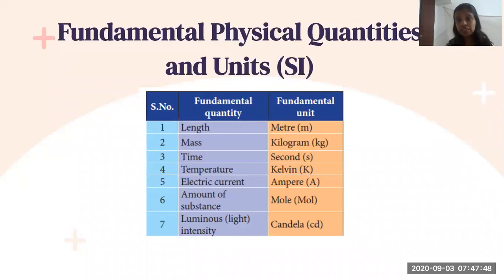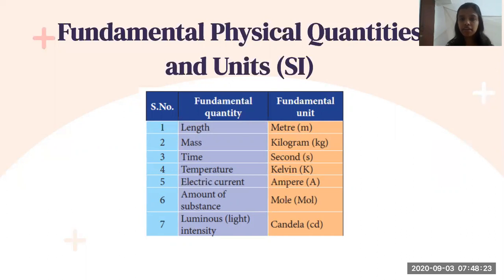Another example is mass. Mass, the unit is kilogram. Time, it's seconds. Temperature is how much hotness or coldness. Usually here in Kerala it's rainy, so the temperature is around 20 degrees Celsius. So degree Celsius is not the fundamental unit, but that is something we use generally. Kelvin is the fundamental unit. To convert from degree Celsius to Kelvin, you have a conversion.